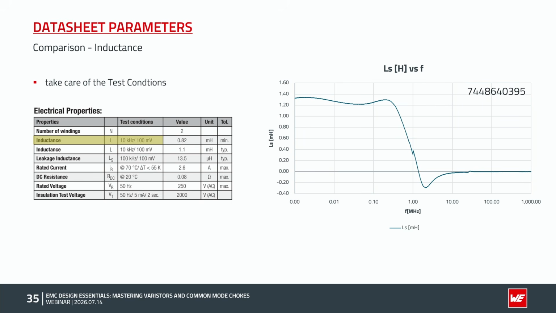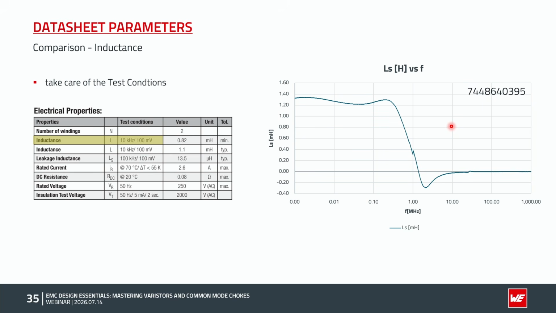Okay, let's have a look at some datasheet parameters. If you want to select and compare different common mode chokes, it's also important to compare the test conditions, not only the nominal value. You can see here an inductance graph of one of our common mode chokes, and depending on the frequency, we would have a different inductance. The nominal inductance should be defined in this horizontal area so that there are less effects.